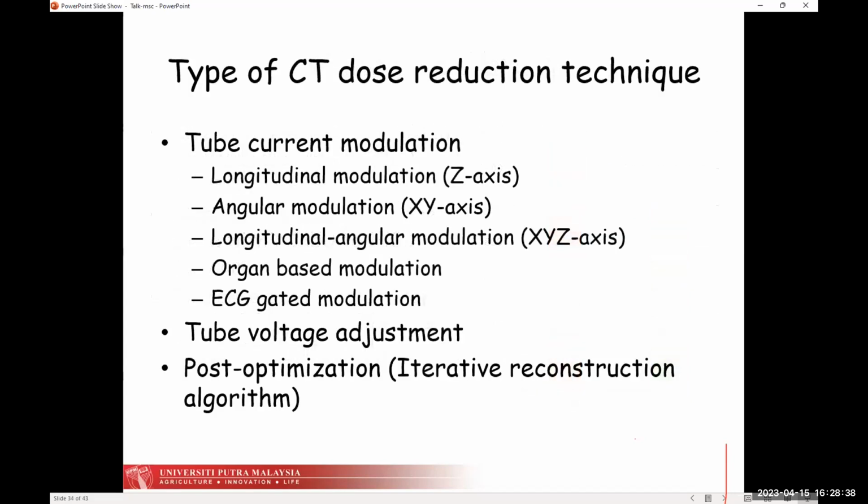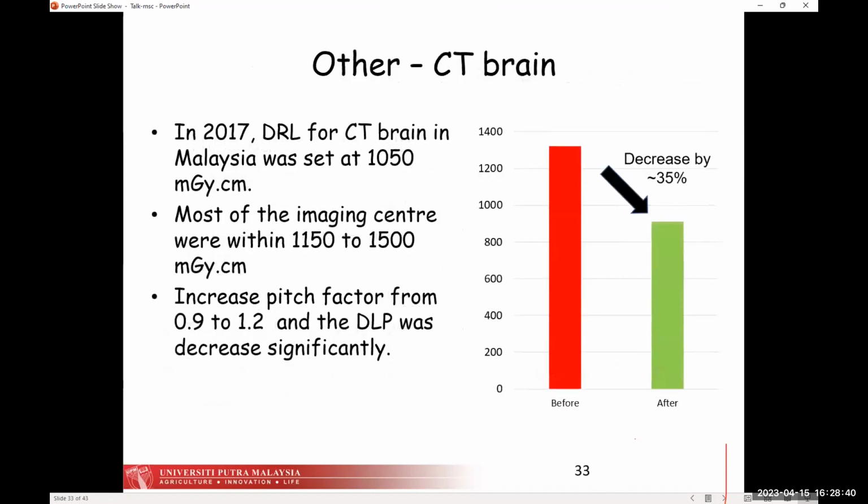And of course, there are several centers that are not happy with the images, because when you increase the pitch factor, the noise suddenly becomes very high.